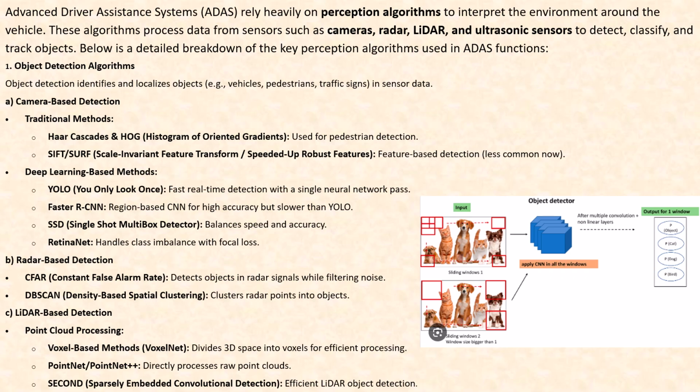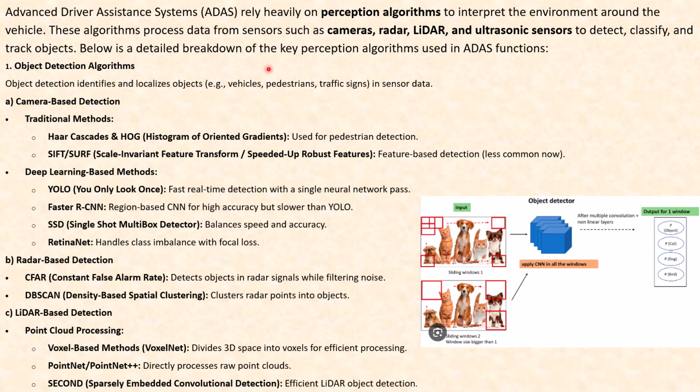Now, as you all know, advanced driver assistance systems rely heavily on the perception algorithms to interpret the environment around the vehicle. These algorithms are the actual tools that process the data from sensors, from cameras, radar, lidar and ultrasonic sensors to detect, classify and track objects. Below is a detailed breakdown of the key perception algorithms in the ADAS functions.